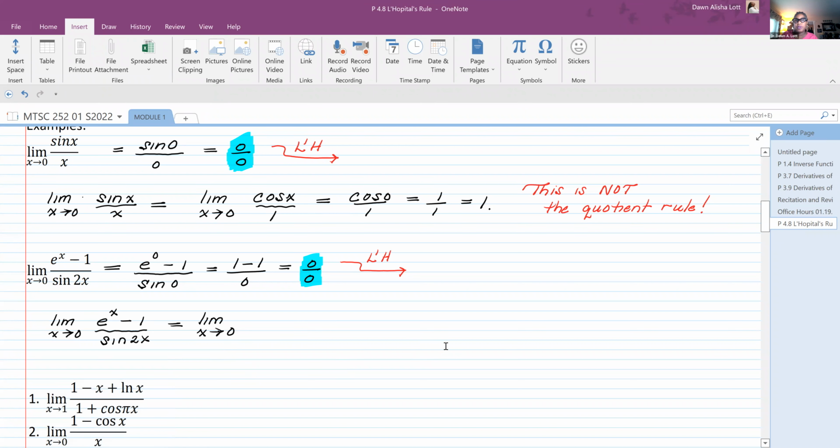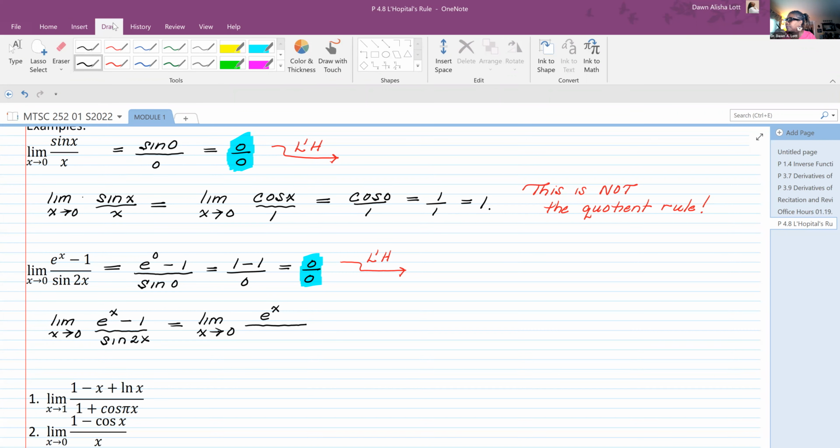What's the derivative of the numerator? Is it just e to the x? It's just e to the x. Thank you very much. And the derivative of the denominator? Derivative of sine of 2x, what is that? Cos 2x. Okay, but we have a chain rule. Gotta take the derivative of 2x, so it pulls a 2 out front. Okay.